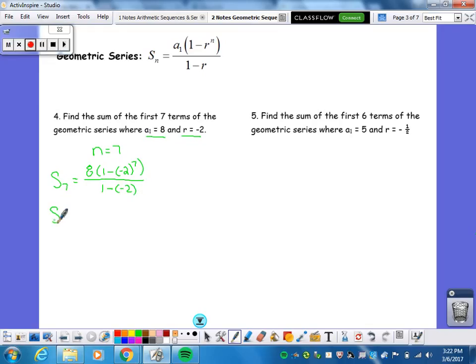We could simplify this a bit to get S sub 7 is equal to 8 times 1 plus 128 over 3.